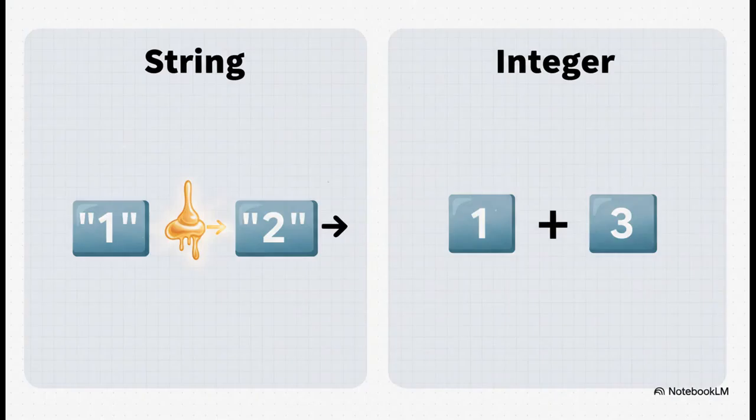Okay, here's the secret. That input function, it always gives you back text. To a computer, the text 1 is totally different from the number 1. And when you use the plus sign with text, it doesn't add, it just smushes them together. That's why 1 plus 2 became 12. To do actual math, we need to tell Python to treat them as numbers or what are called integers.